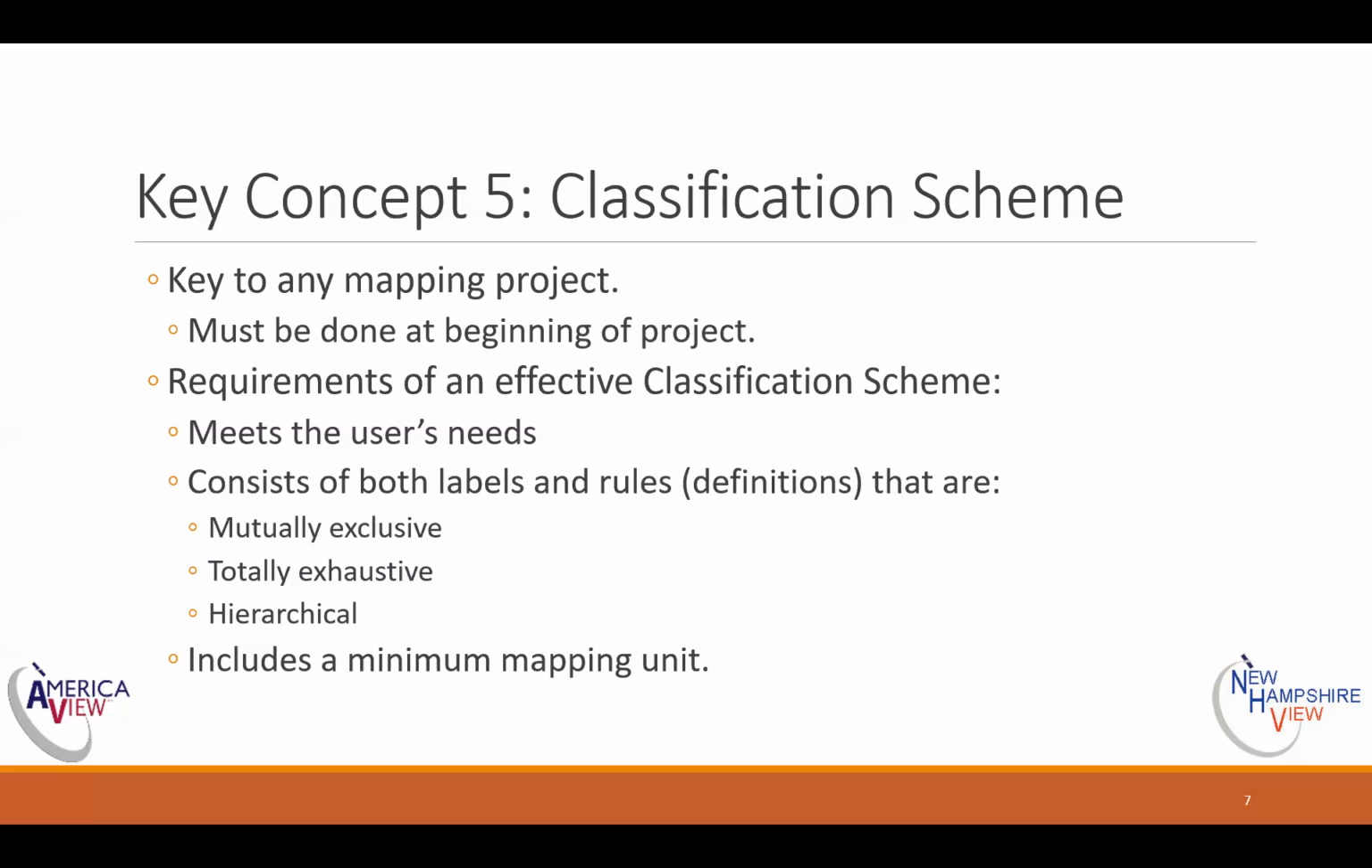One, it needs to meet the user needs. Okay, it can't just be what you think you can do. It has to be what you need or what your client needs. Okay, so that's very, very important. And in order to do that, you want to make sure that you've got 4 criteria that are met. One, that you've got not just the labels of the map classes, but you've got rules or definitions or a dichotomous key or some good way of actually defining that label.